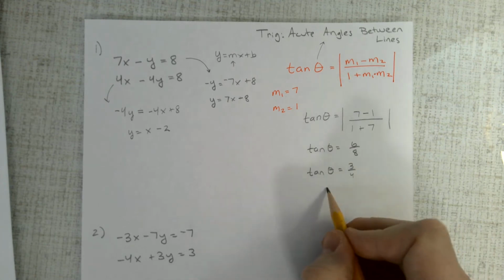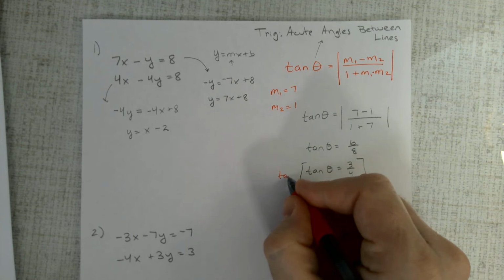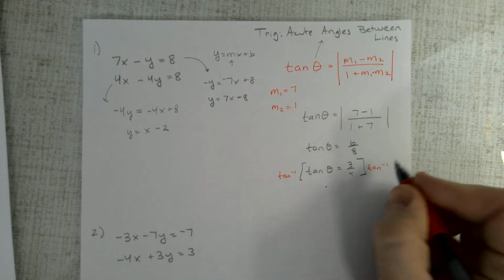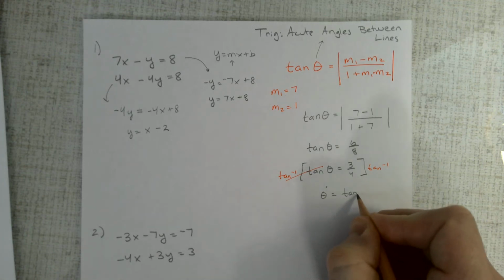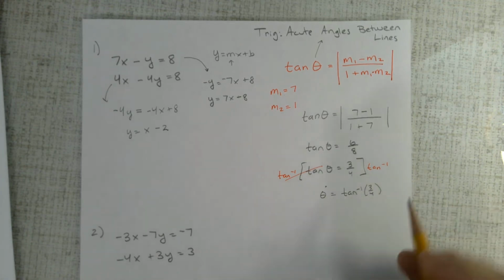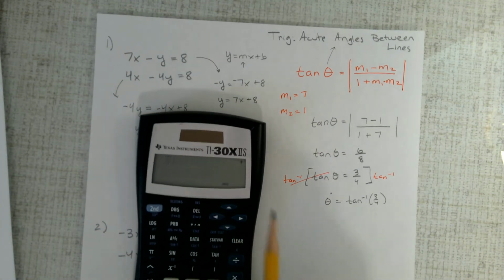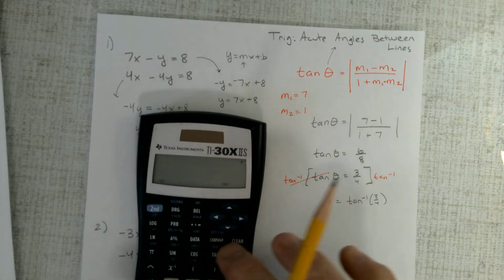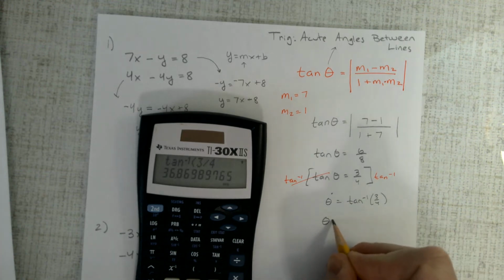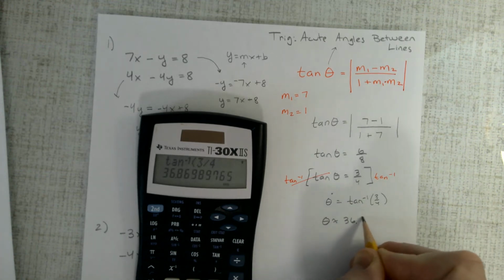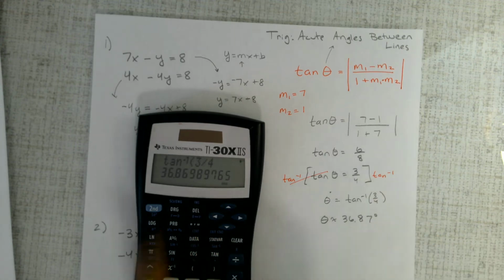How do we find theta? Well, we take both sides of the equation. We're going to take the inverse tangent. That eliminates that and makes it theta is equal to the inverse tangent of 3/4. 3/4 not on the unit circle. Need a calculator. Make sure your calculator is in degree mode. And inverse tangent of 3/4. The angle is about 36.87 degrees. Went ahead and rounded it there.